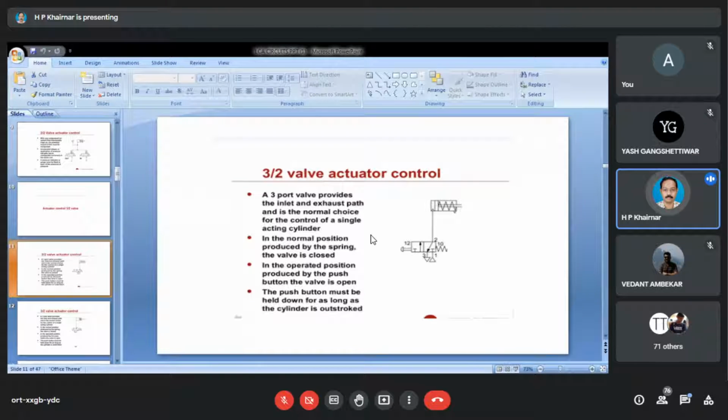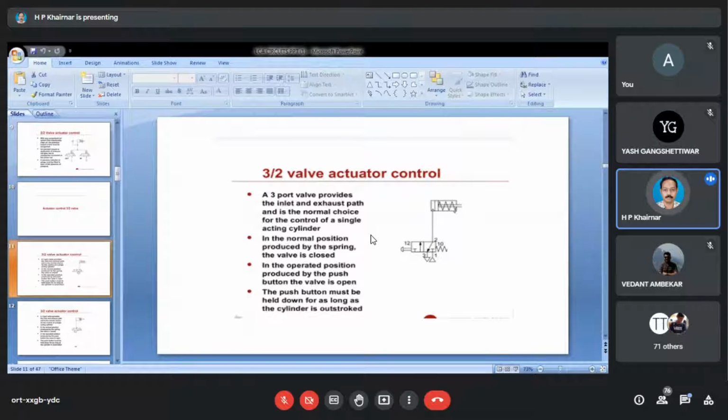This valve is more preferred than your 2 by 2 valve, because we have just seen that two 2 by 2 valves are actually required. So that is the limitation of the earlier circuits which we have seen. And obviously, if more valves are there, then managing those functions becomes critical.